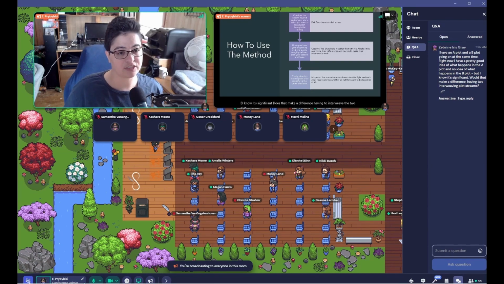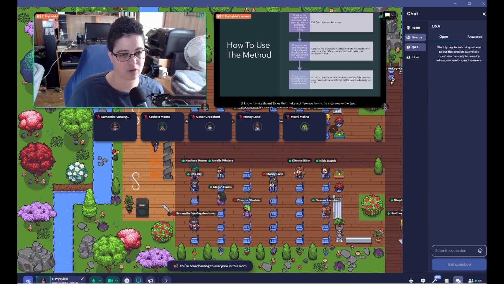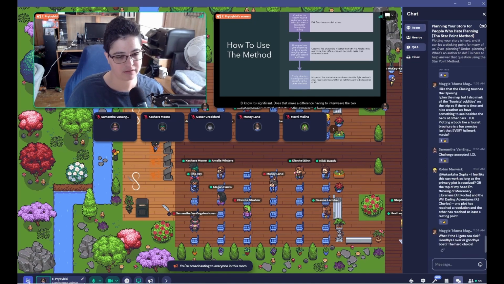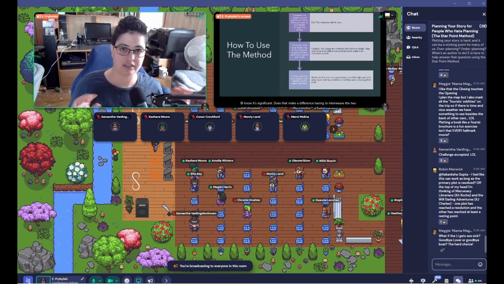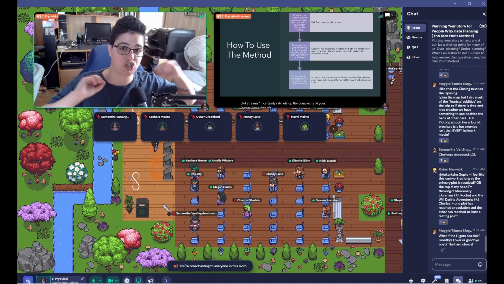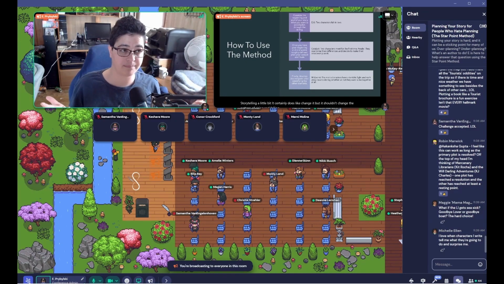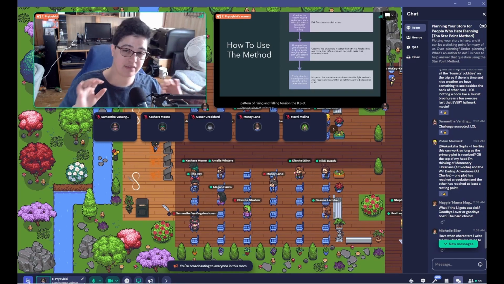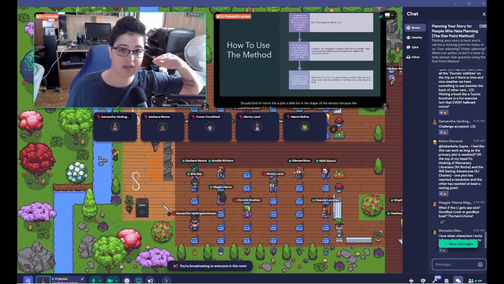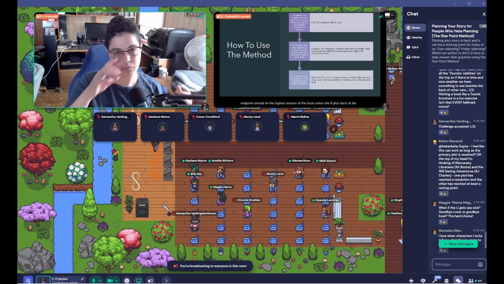It certainly ratchets up the complexity of your storytelling a little bit. It certainly does change it, but it shouldn't change the pattern of rising and falling tension. The B plot should kind of mirror the A plot a little bit in the shape of the tension, because the midpoint should be the highest tension of the book, unless the B plot starts at the midpoint and continues out. So you're going to want to think about where it fits into that and how you're going to resolve it.